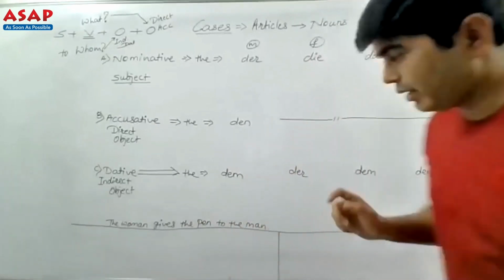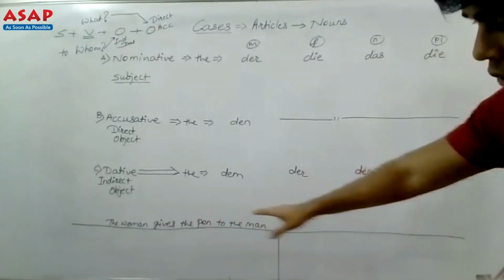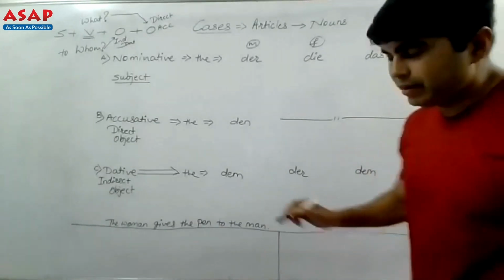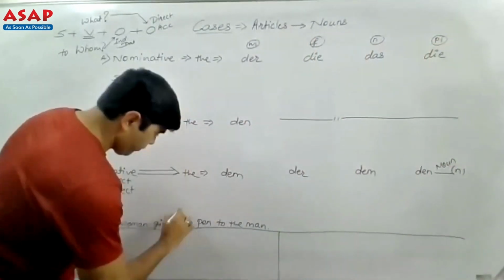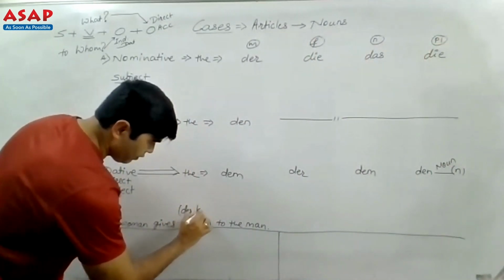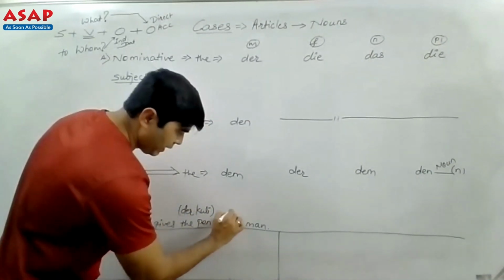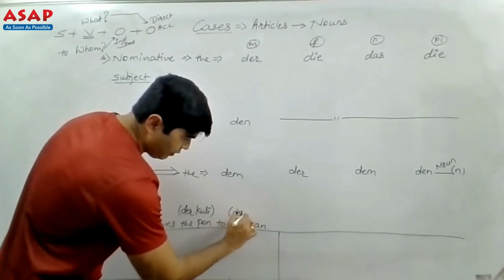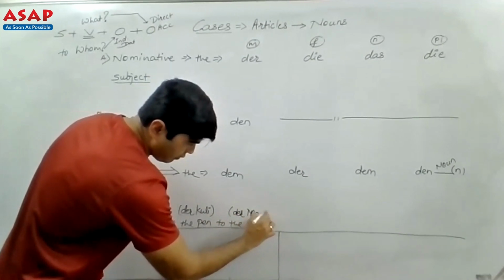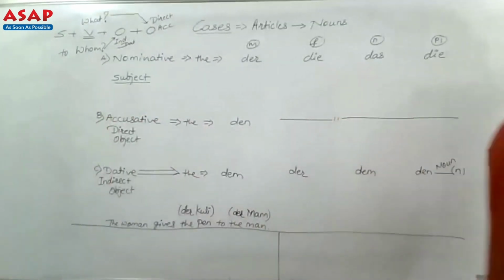Now, I will need my chair. I will get that here. So till then, you frame the sentence. Pen. What is the word for pen? Der Kuli. There are two words. Okay. And the man. Man. Der Mann. Okay. Try framing the sentence then.